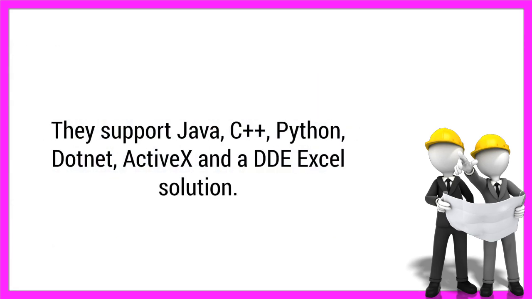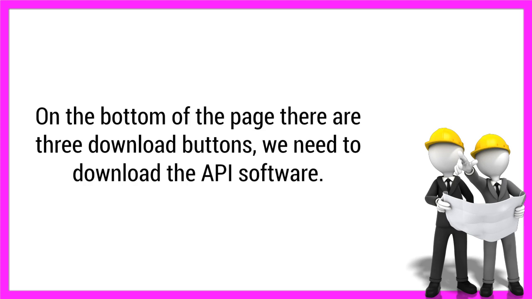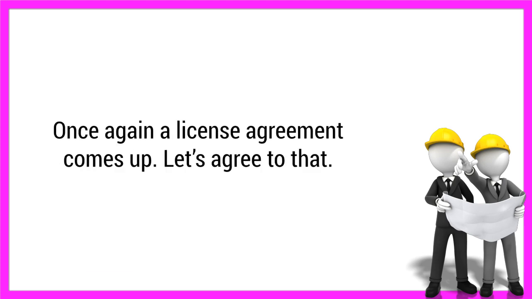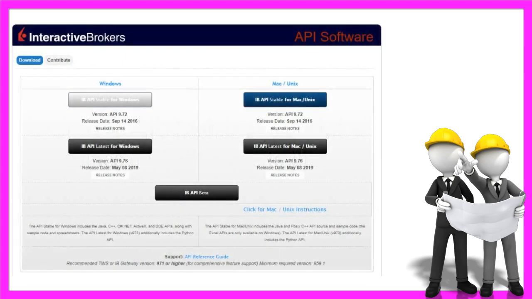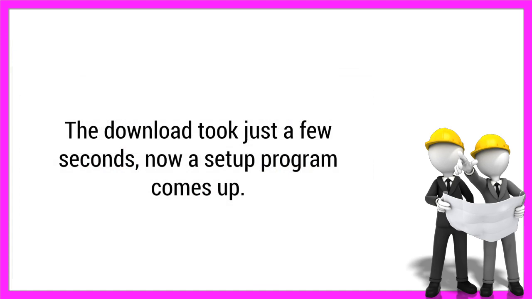They support Java, C++, Python, .NET, ActiveX, and a DDE for Excel solution. On the bottom of the page there are 3 download buttons. We need to download the API software. Once again a license agreement comes up. Let's agree to that. I want to download the latest Interactive Brokers API for Windows. The current version has been released in May. The download took just a few seconds.